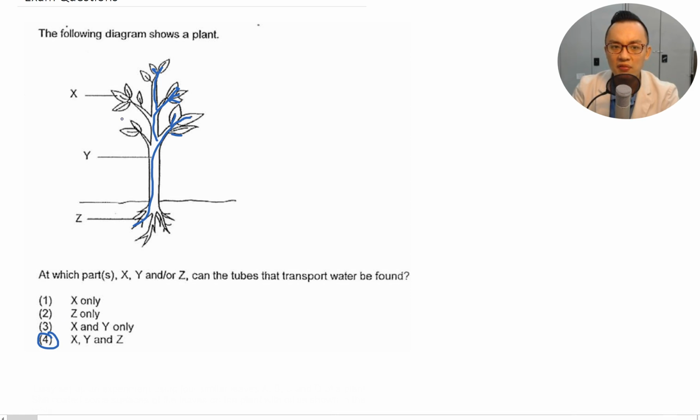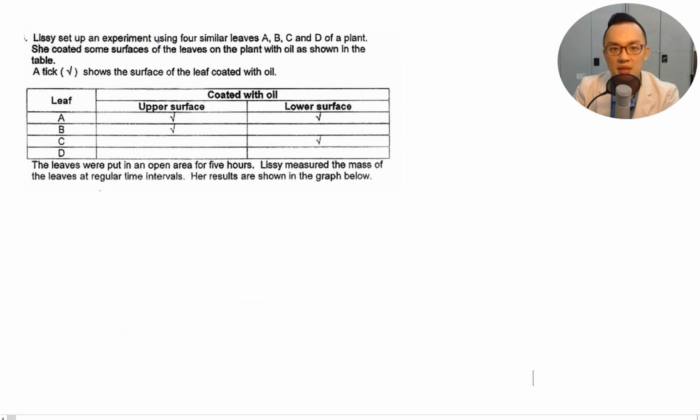That's because if any part of the plant doesn't have the water transport tubes, then the part of the plant will die because it doesn't have water. So therefore, yes, all parts of the plant have your food transport tubes and your water transport tubes. So Lizzie set up an experiment using 4 similar leaves A, B, C, D of a plant.